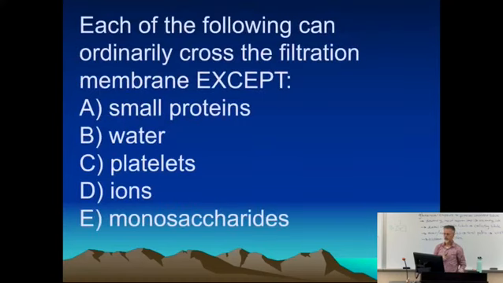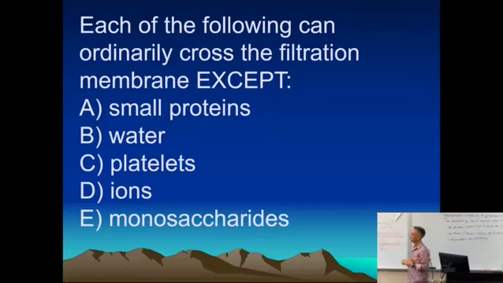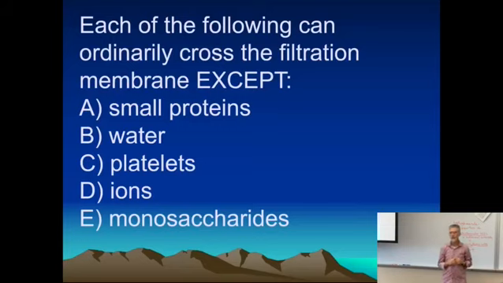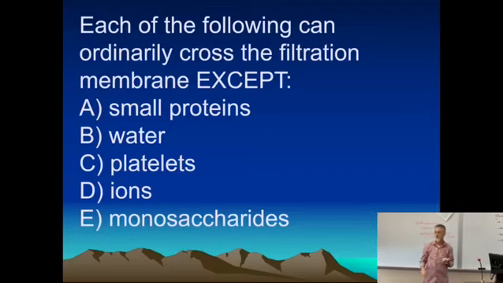Each of the following can ordinarily cross the filtration membrane except. Of those things, what is going to be able to get through the filter? What's the one thing that can't get through the filter in the glomerulus? What's the biggest thing that we have in that list? Platelets, right? Cells and cellular elements, those are huge. We can actually see those in the microscope.